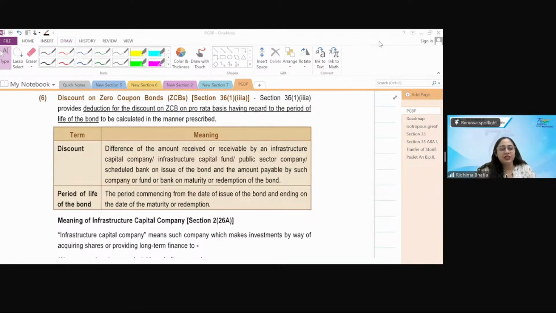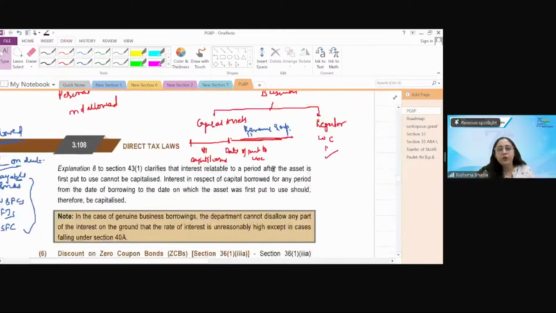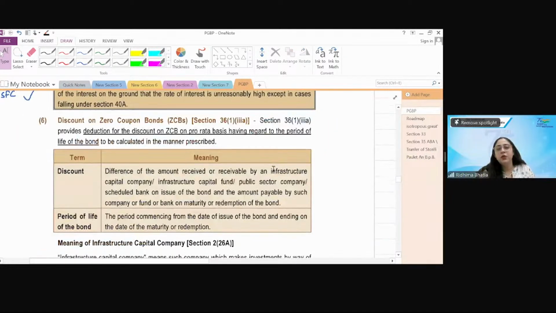Now we'll start with section 36. In the previous class, we did some deductions under section 36. I'll quickly revise them for you, and then we can proceed with section 36, subsection 1, clause 3A. In your exam, if you remember section 36, subsection 1, that is more than enough. But you should know which types of deductions fall under section 36. That is very important.